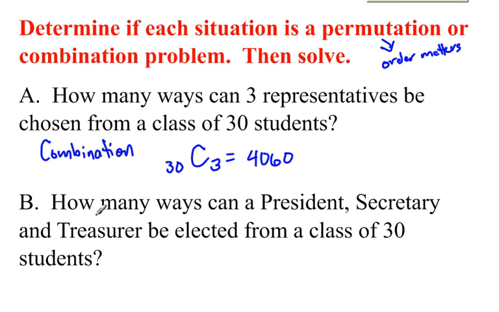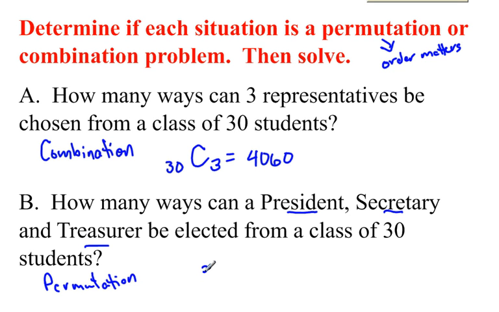Now in part B, we're asked how many ways can a president, secretary, and treasurer be elected? Now here order is going to matter because it's going to be different if Alice is president or Bob is president or Colin is president, or who's the secretary. So being a president, secretary, and treasurer, it might be the same 3 people, but if they're in different roles, that's going to be a different situation. So this is a permutation problem.